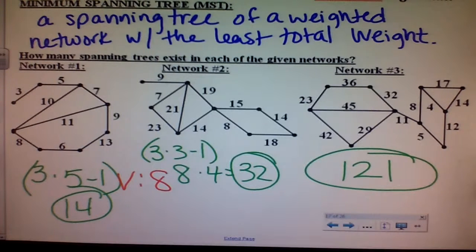So, how many edges do I need? 7. So, I need to create a tree, 7 edges.